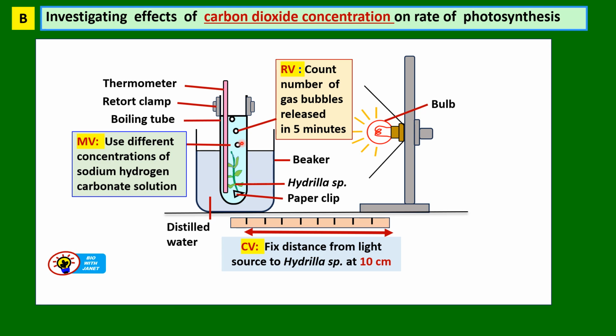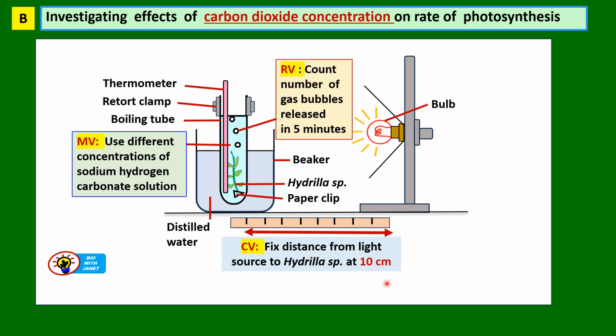Next, put the plant in the boiling tube itself. Put the plant inside, and then you clamp the boiling tube vertically, okay, so that it is stable, and the plant is fully immersed in the sodium hydrogen carbonate solution. Next, place the bulb light a distance of 10 cm from the Hydrilla species. Use a ruler to measure from the Hydrilla plant to the filament that gives out the light. That should be 10 cm. This is the fixed variable, okay.